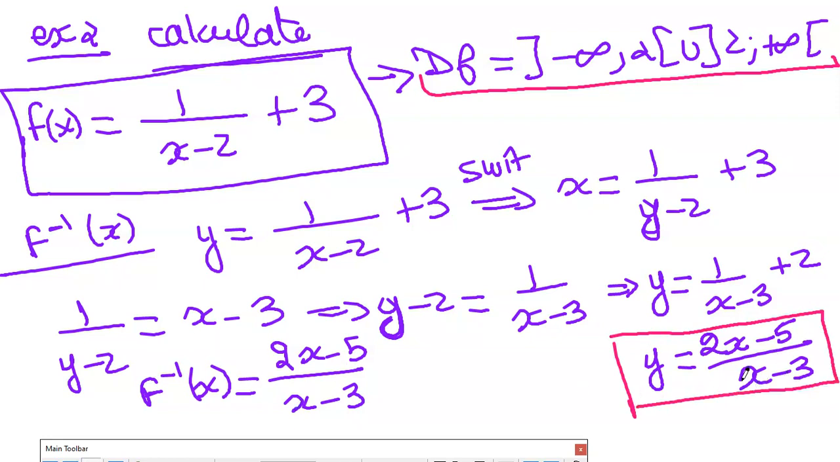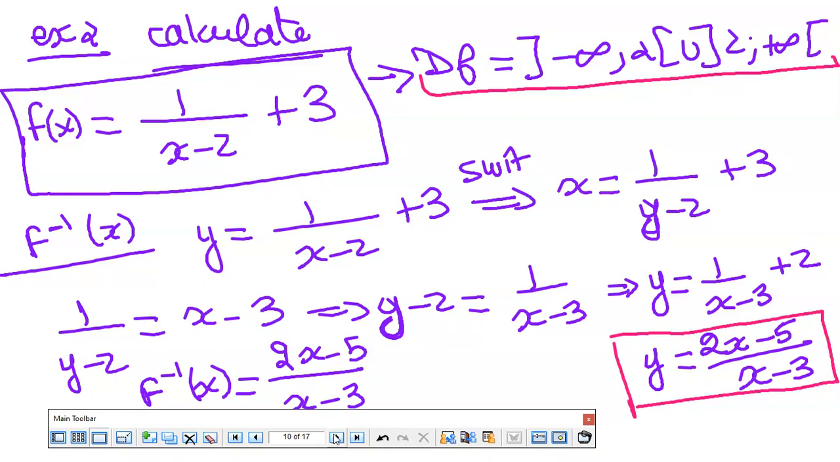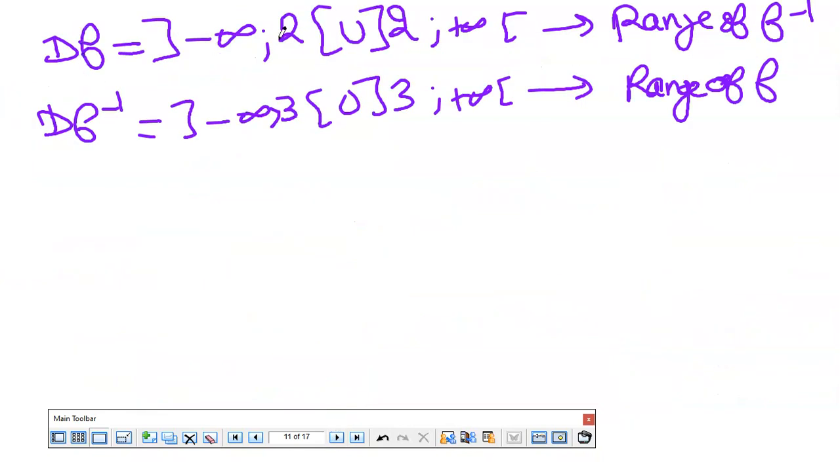What is the domain of f minus 1 of x? It's x not equal to 3. It means it's minus infinity to 3 union 3 to plus infinity. Excellent. So the domain of f is minus infinity to 2 union 2 to plus infinity. And the domain of f minus 1 is minus infinity to 3 union 3 to plus infinity. So now I can deduce what the range of f is. The range of f is the domain of f minus 1.